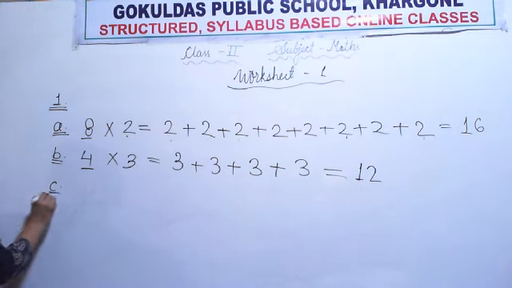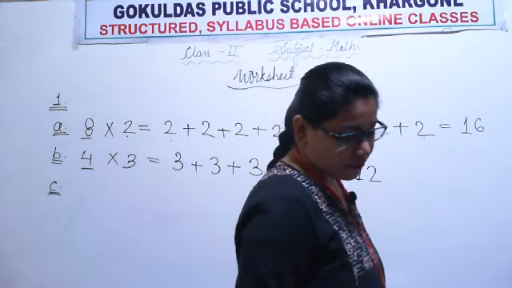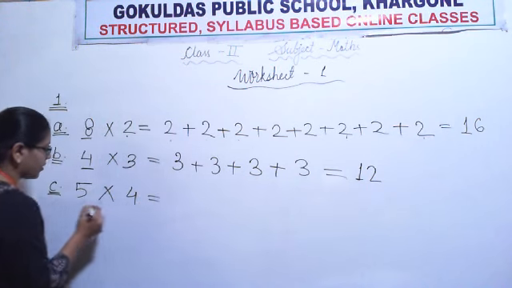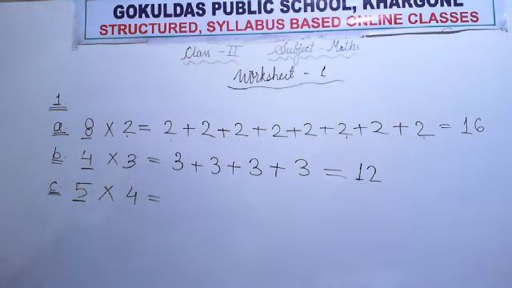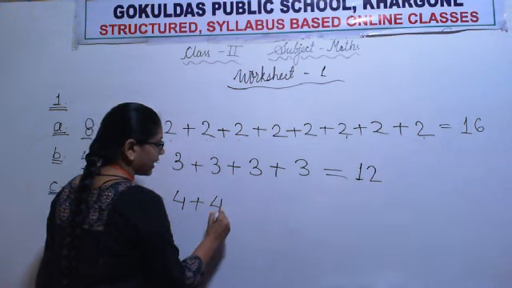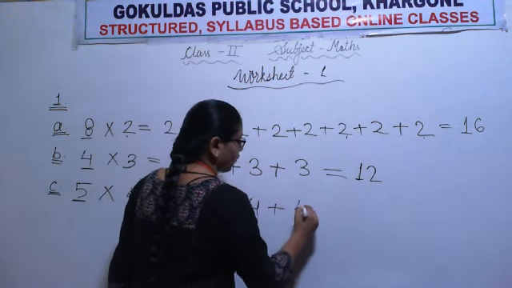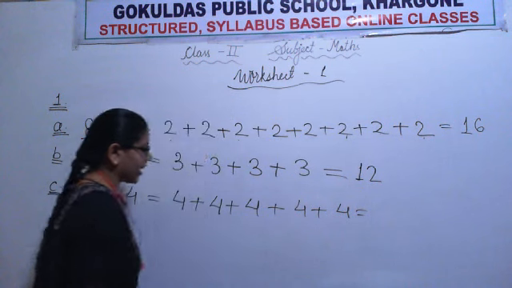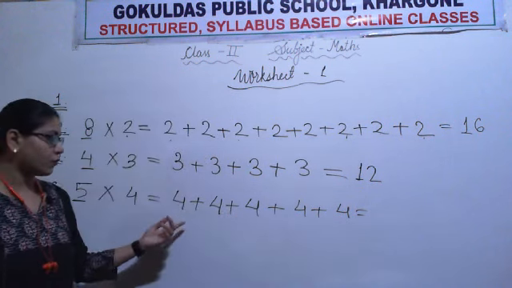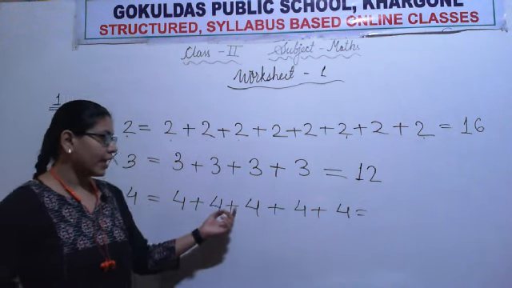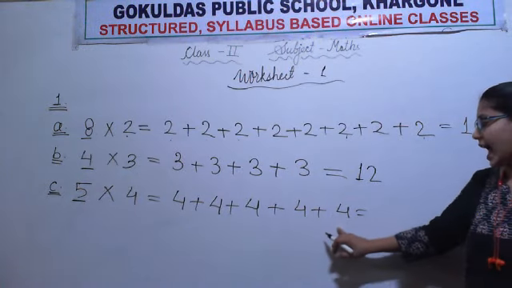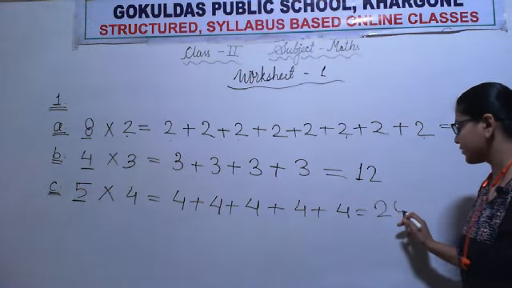The next is 5 into 4. Once again, the first number is times. So 5 times 4. So for the one time, second time, third time, fourth time and for the fifth time. So 4, 4, 4, 4, 4 for the 5 times. So 4 plus 4 is 8, 8 plus 4 is 12, 12 plus 4 is 16 and 16 plus 4 is 20.